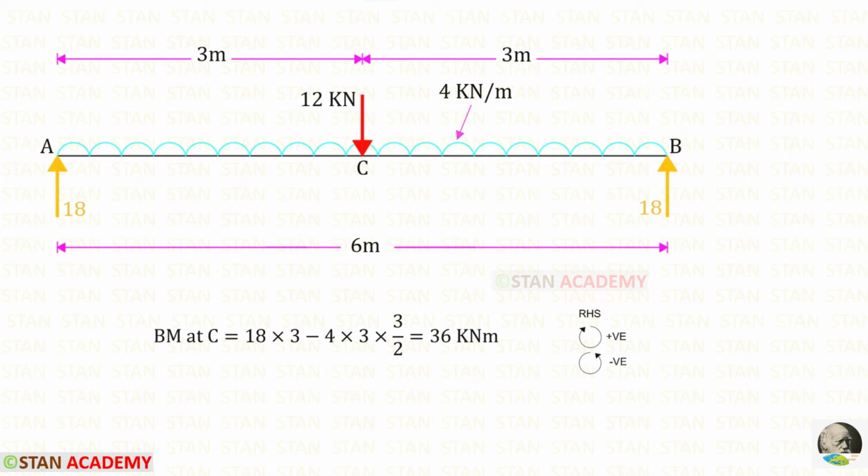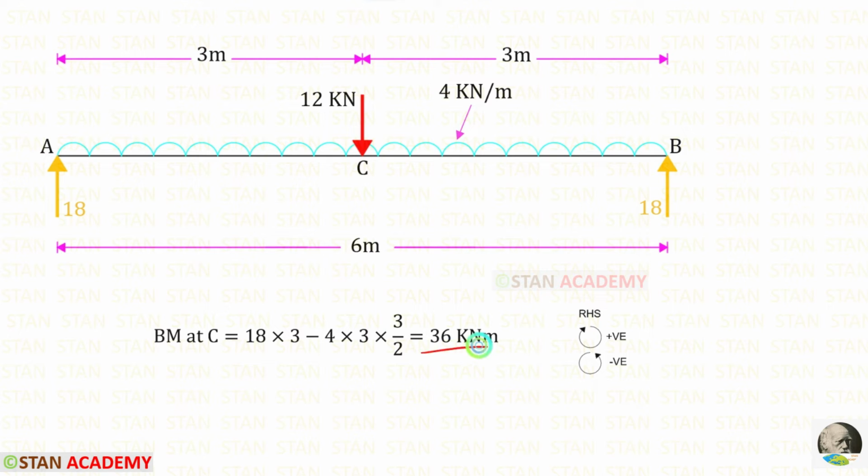Now let us find the bending moment at point C, that is the center. I am going to find it from point A. In this case, we are moving towards the right hand side. Clockwise will be positive and anti-clockwise will be negative. RA is acting in the clockwise direction, so it will be positive and the distance is 3. The UDL is acting in the anti-clockwise direction, so it will be negative. For the UDL, we have to multiply with the distance and distance by 2.